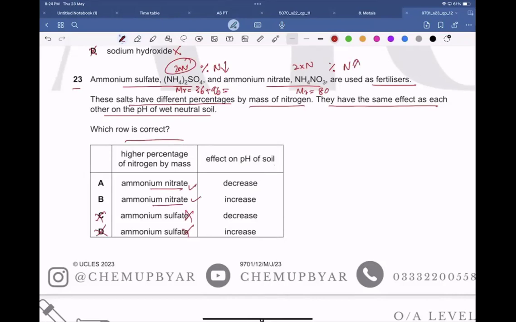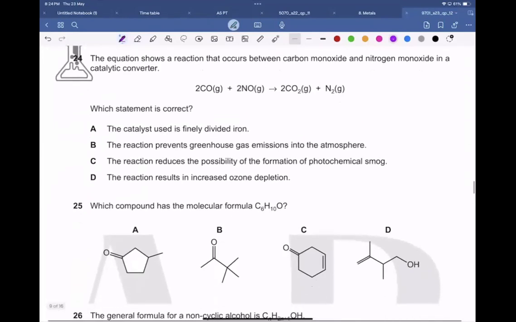Now, the effect on the pH of soil. If you recall, when we talked about ammonium, ammonium ions are acidic. So if they are acidic, they decrease the pH of the soil. So B goes wrong, and A is the correct answer. Is this clear to all of you? Yes, now question number 24.